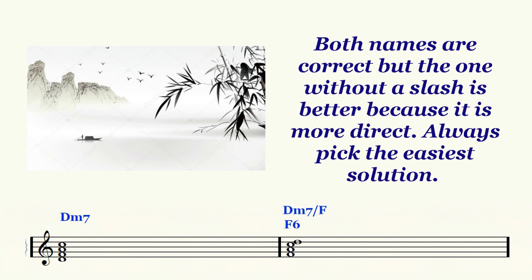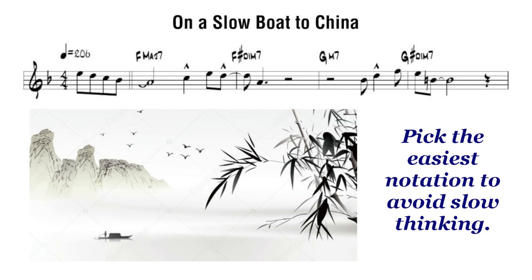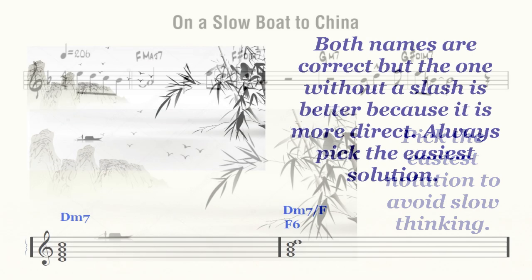However, there are important exceptions to this rule, and they happen in first inversions of two diatonic 7 chords. When we move a minor 7 chord to first inversion, we rename the chord. A D minor 7 chord inverted becomes an F6 chord. We could call it a D minor 7 over F, but it takes longer to figure it out this way and it is less direct. It even takes longer to say it. We don't want to take the slow boat to China.